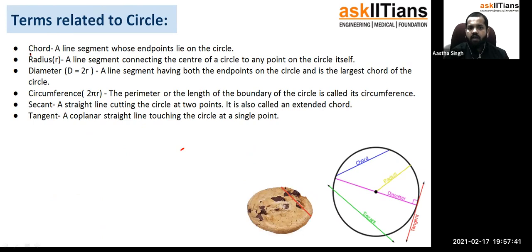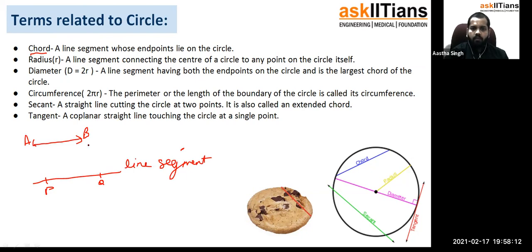Chord. What is a chord? A chord is a line segment whose endpoints lie on the circle. Let me tell you something, right? If a line is there, and suppose this A and B is your line, and if I write your P and Q, your P and Q is a line segment. Line segment means it will not be extended to further ends, right? But a line can be extended from any ends. This line can be extended to any end, but a line segment is fixed. It cannot be extended, right?